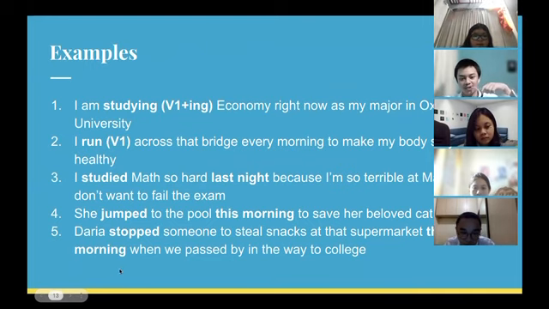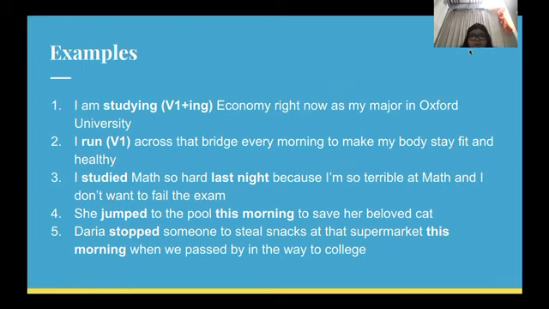Another example: I am studying economy right now as my major in Oxford University. I run across that bridge every morning to make my body stay fit and healthy. I studied math so hard last night because I'm so terrible at math and I don't want to fail the exam. She jumped to the pool this morning to save her beloved cat. The last one: Daria stopped someone to steal snacks at the supermarket this morning when we passed by on the way to college.